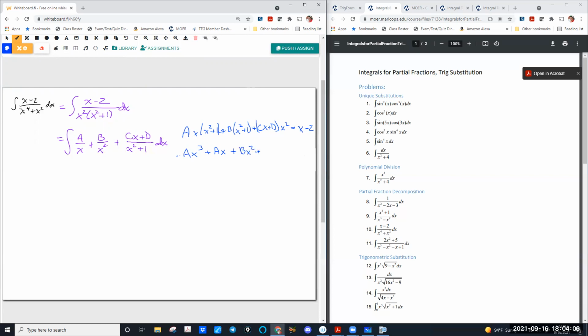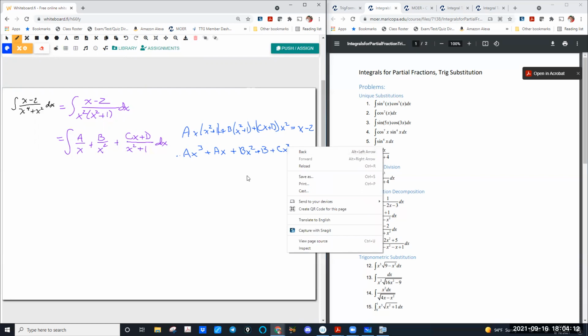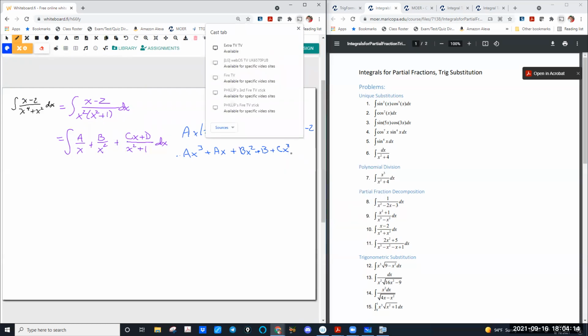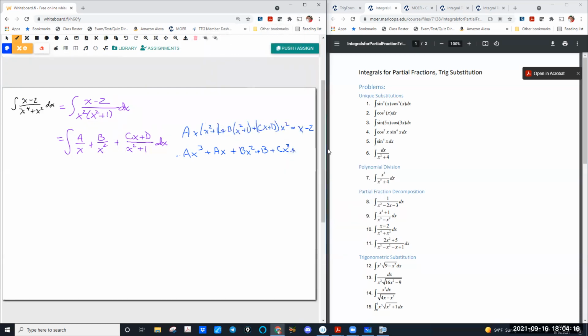Bx squared plus B. And then this one, Cx cubed, plus Dx squared, and that is equal to the x minus 2. All right. Again, back to setting up our system. X cubed, x squared, x to the first, and x to the 0.